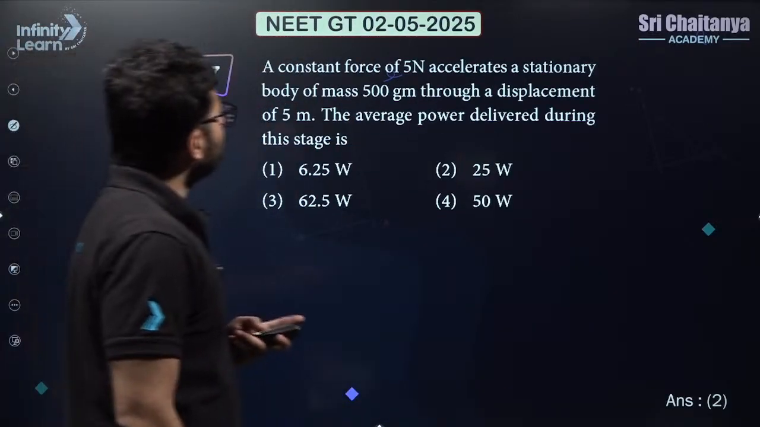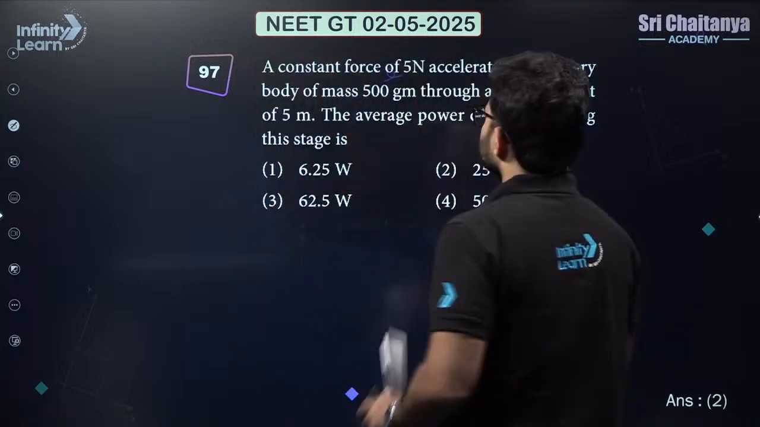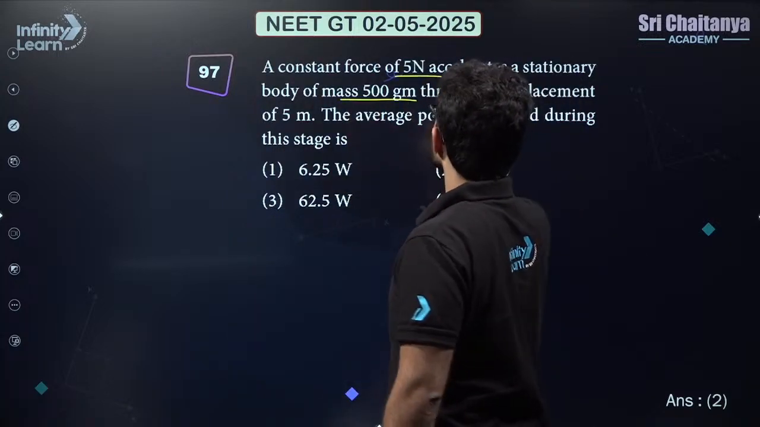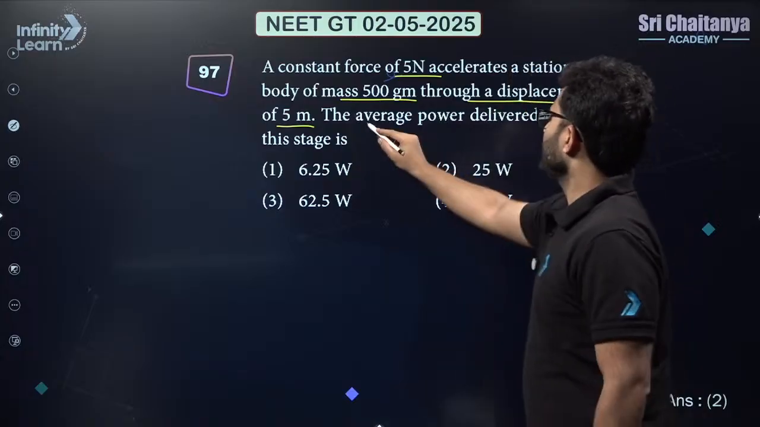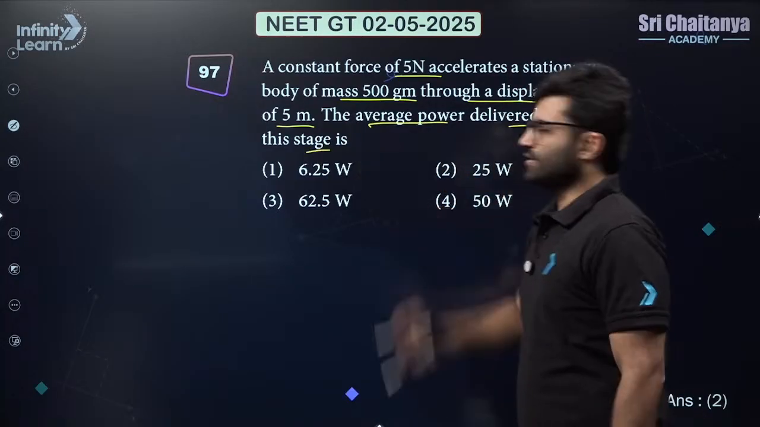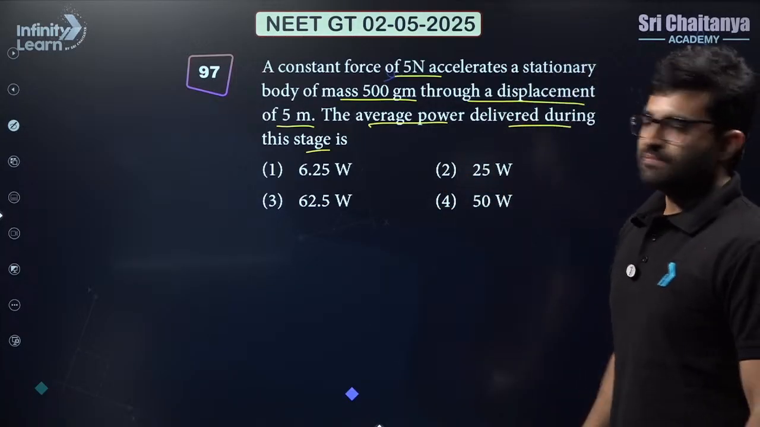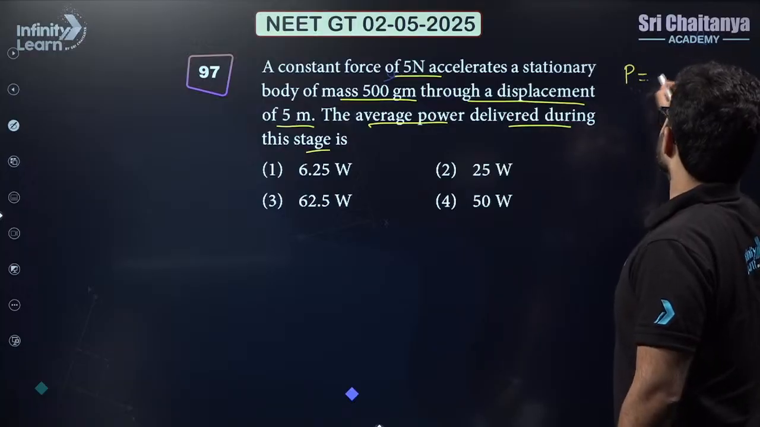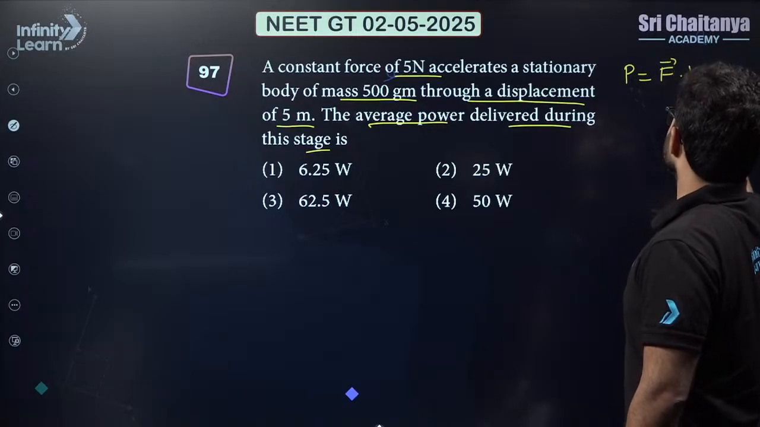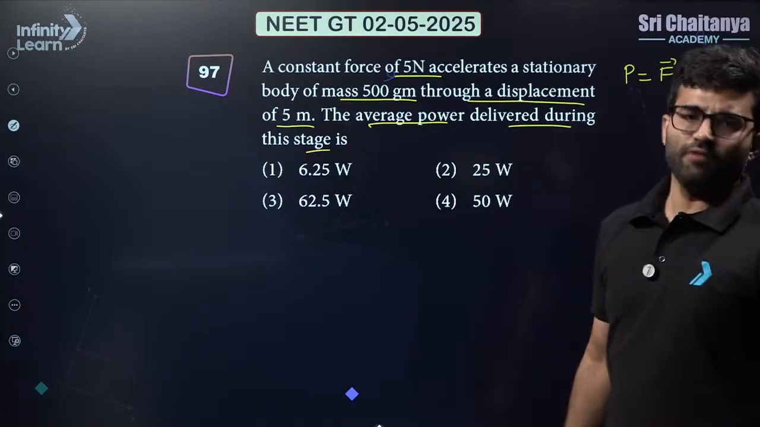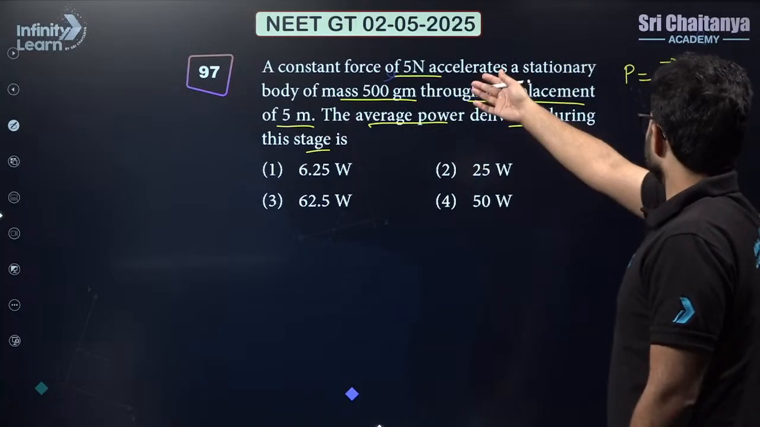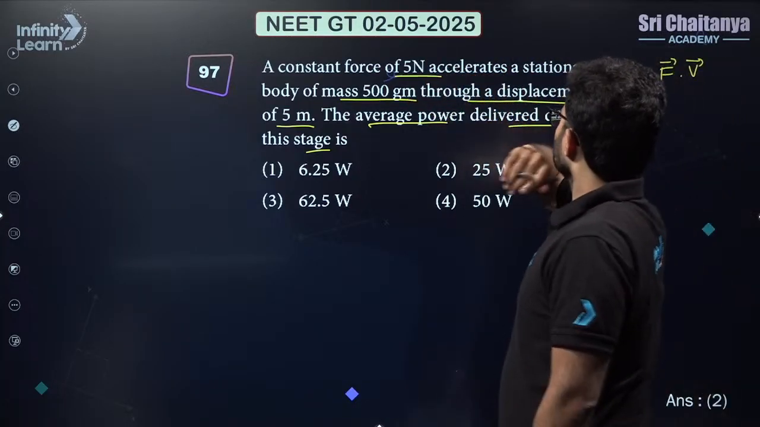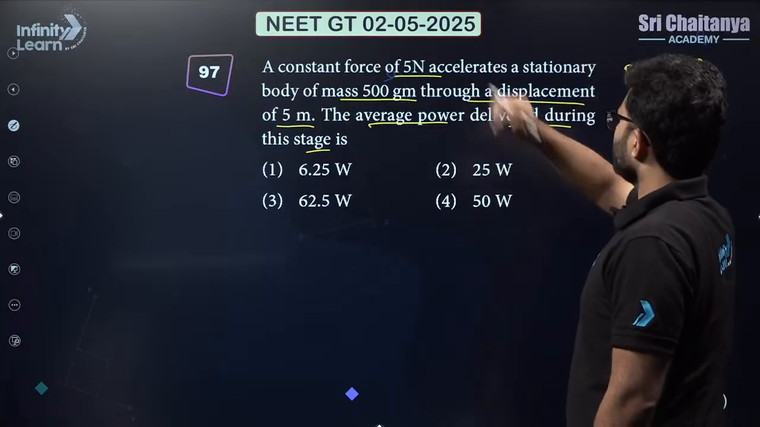A constant force of 5 Newton accelerates a stationary body of mass 500 gram through a displacement of 5 meter. Okay, fine. The average power delivered during the stages, right? Average power is given by F dot V, correct? So basically it is force into velocity, Fv cos theta. Now, we have force, which is 5 Newton. We have mass also, okay, fine.